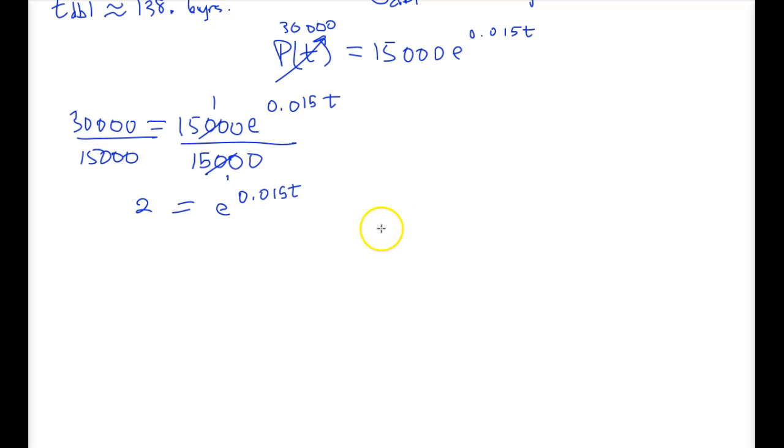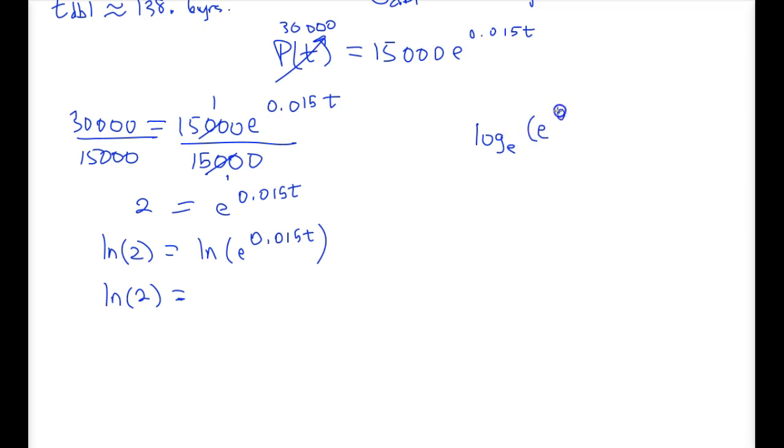Okay, so from that point, we have a couple of different ways we can go about this. One way is to just take the natural log of both sides. That's one of our logarithm properties. If we do that, then on this side, natural log of 2 is just a number, so there's not much we can do with that. But over here we have natural log of e raised to the 0.015 t. And natural log is the same as log base e. So really this is what you have.